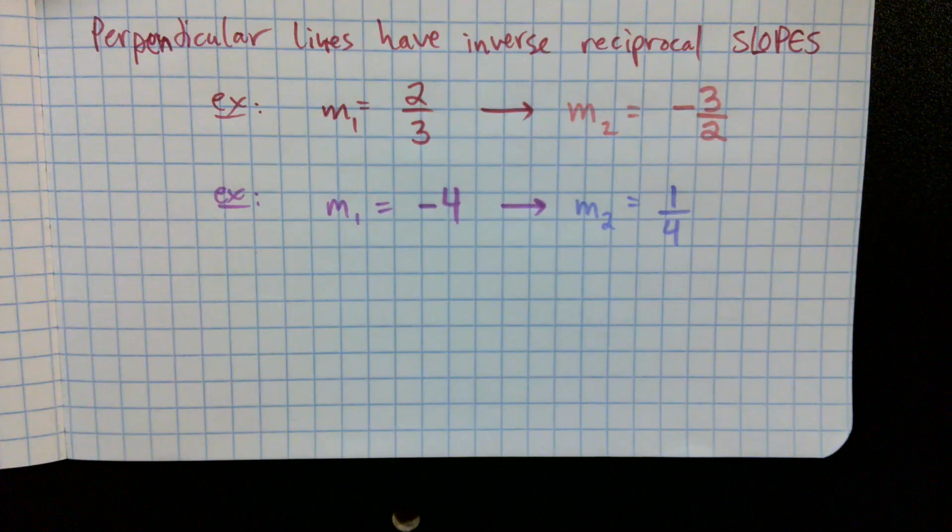Is that making a little sense? That's probably the hardest part of our notes today. So if that makes sense, you're in good shape. Okay, just to make sure, if I had 2, what would my perpendicular slope to 2 be? Can I get a volunteer to help me out?